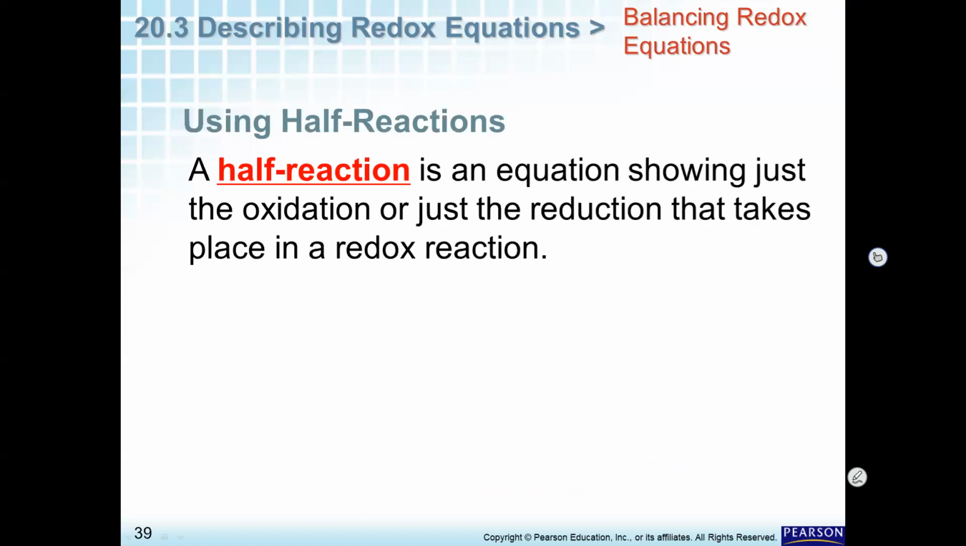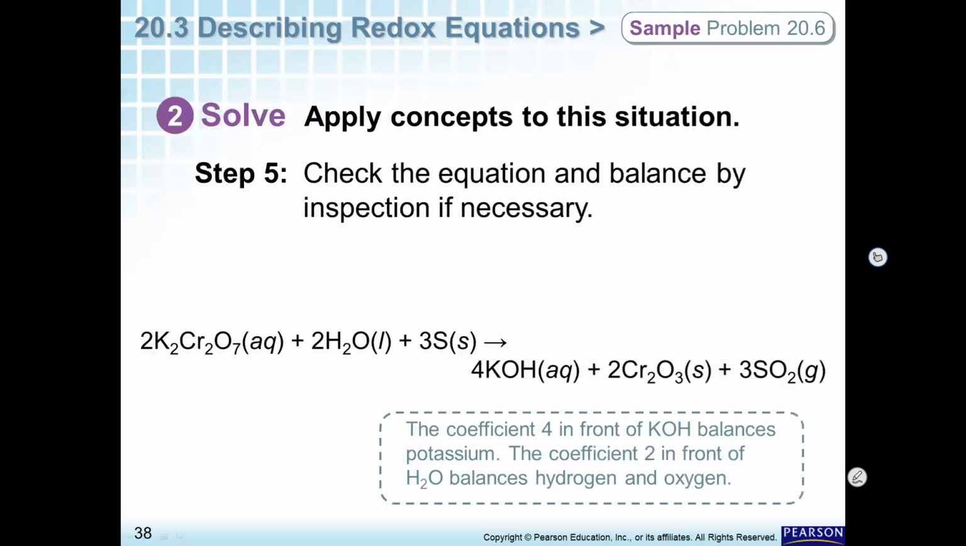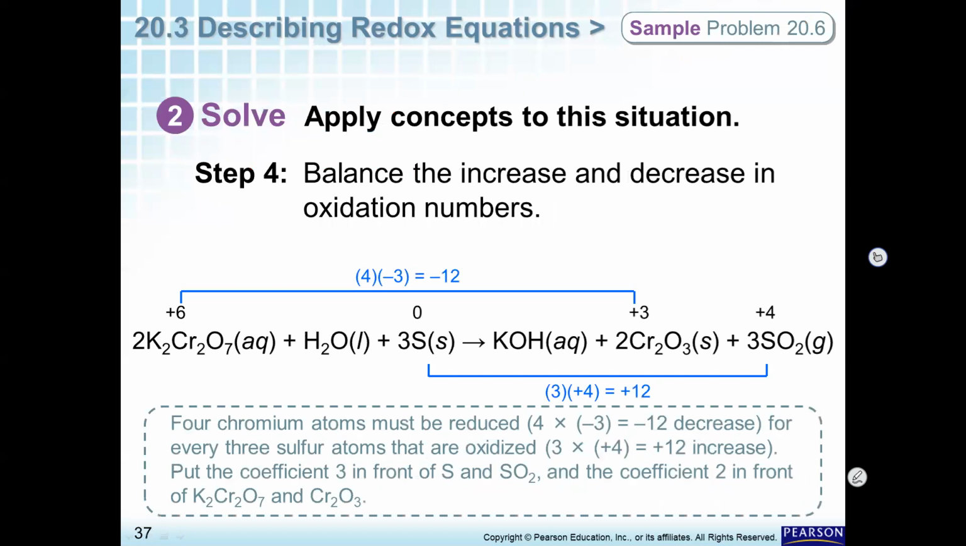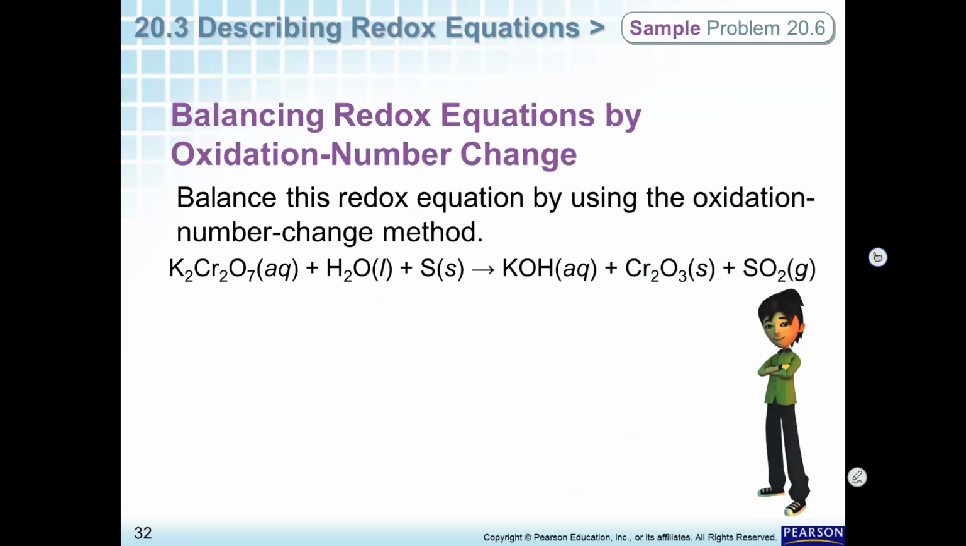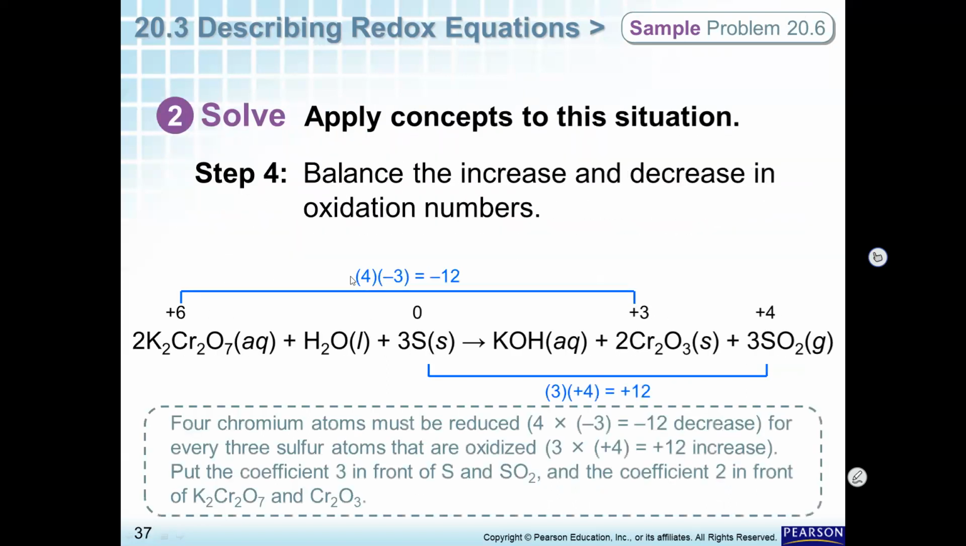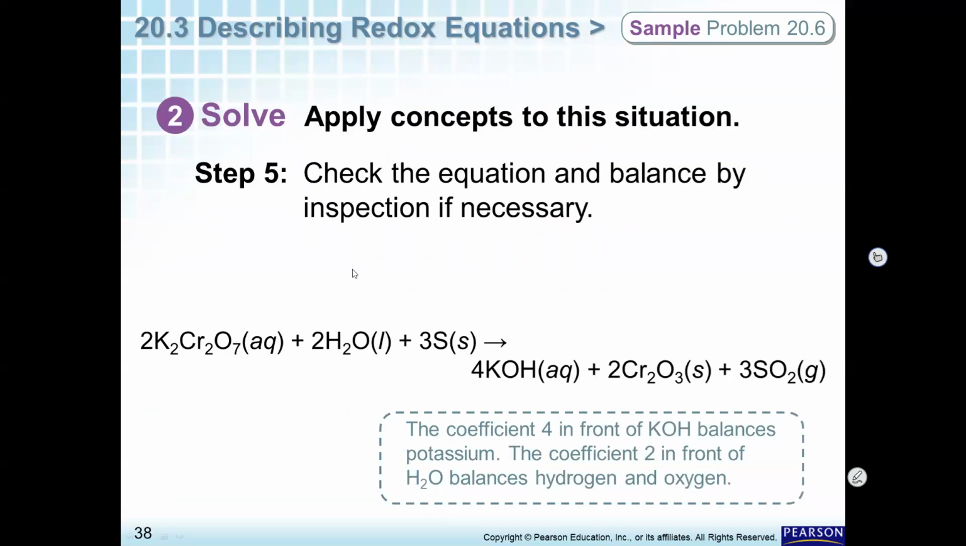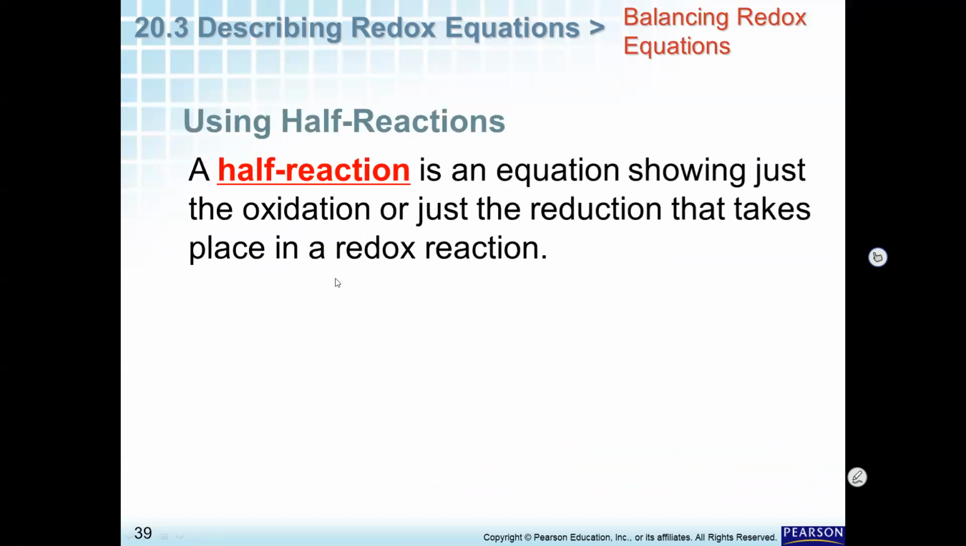Good. For the half reaction there was another example, but I don't want to take it to the half reaction; it takes too long. This was the last one. Good. So we understood the oxidation number change method: 5 steps.